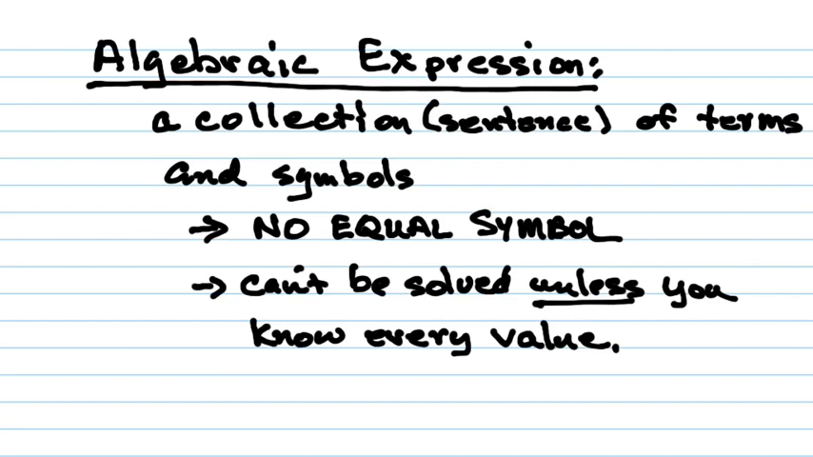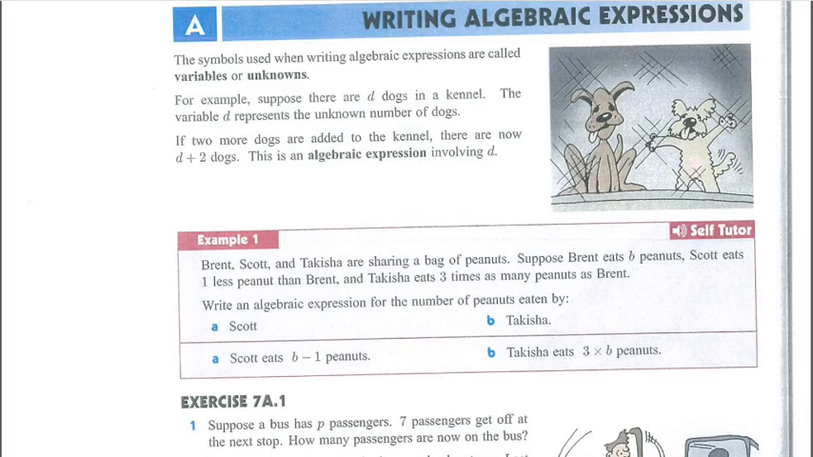And what we're going to do today is look at how to translate sentences and ideas into algebraic expressions. So we're going to look at some sentences, and then we're just going to translate them into algebraic expressions. All right, so this section is called Writing Algebraic Expressions. Again, they're going to go over some of the information that we already talked about. The symbols used when writing algebraic expressions are called variables or unknowns, and they stand for some unknown number. For example, suppose there are D dogs in a kennel. The variable D stands for the number of dogs. We don't know what it is, but we know we need a placeholder, so we just use D.